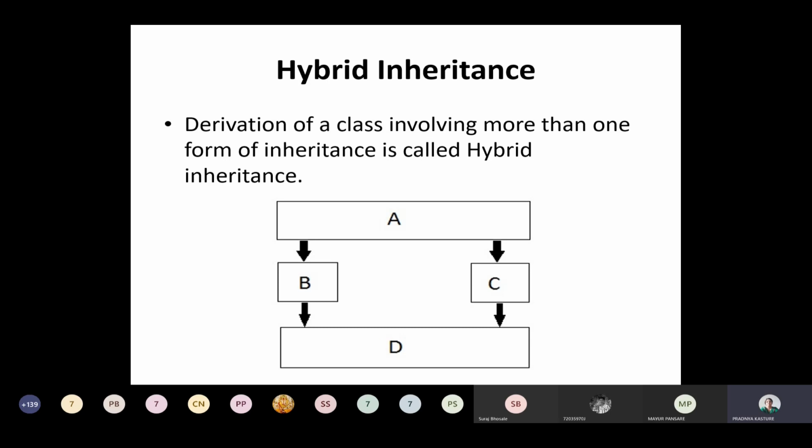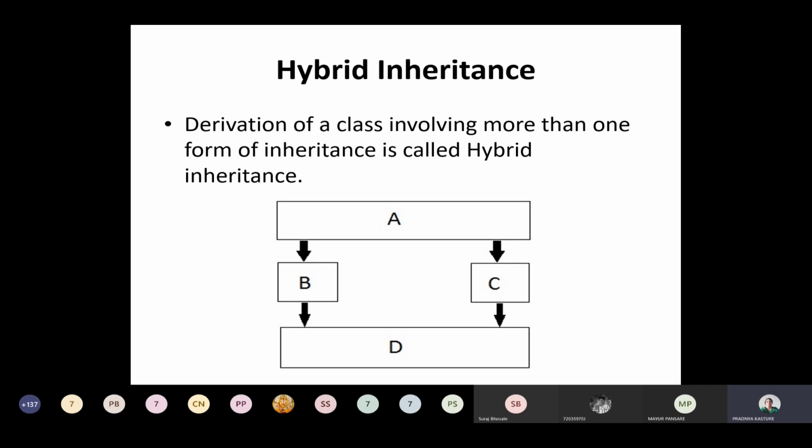Then next is hybrid inheritance. Now, what is hybrid inheritance? Hybrid inheritance is the derivation of a class involving more than one form of inheritance. As its name suggests, it has more than one type of inheritance. That means it has a combination of multi-level inheritance and multiple inheritance.